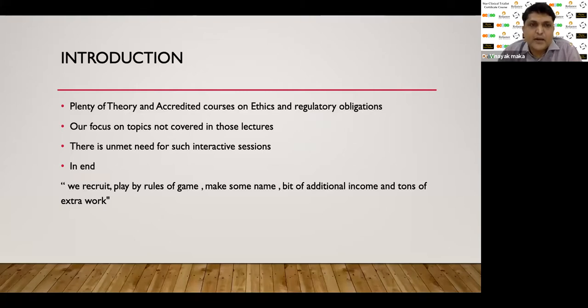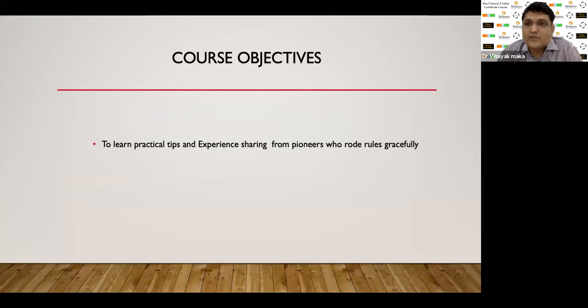But what we feel is that the things not covered in those lectures are what we'll be trying to cover. We want to have interactive sessions where we understand what we are doing: that we want to recruit more patients, we want to follow the rules, we want to make a good name in clinical trials. There is additional income, but tons of work. With that, the course objective is to learn from, I can see Ghanashyam, Biswas sir and a lot of other pioneers who have done an exceedingly good job of clinical trials. Their handling of patient selection and the regulatory obligations has been exemplary, and they look at a clinical trial with an expertise which we lack.